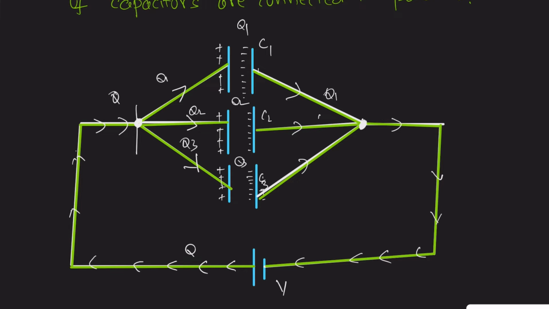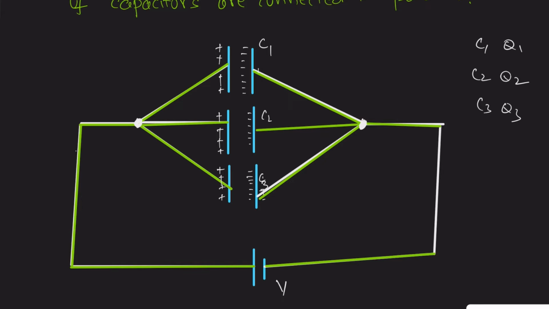So here Q1, Q2, Q3 are charges leaving from C1, C2, C3 respectively. At this point again Q1, Q2, Q3 are combined and they get Q. So finally we get the charge Q and it ends at the negative terminal. See here, on C1 charge stored is Q1, on C2 charge stored is Q2, on C3 charge is Q3.